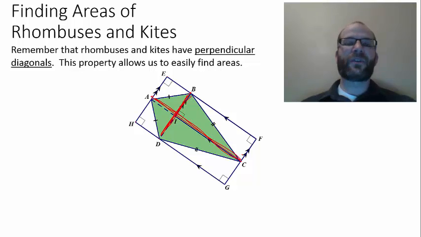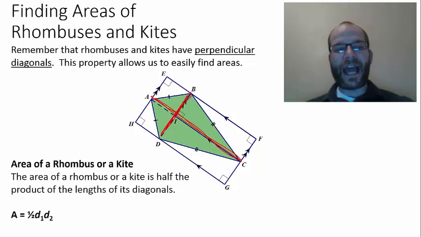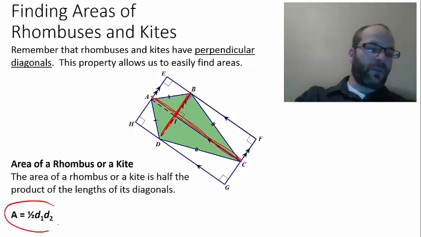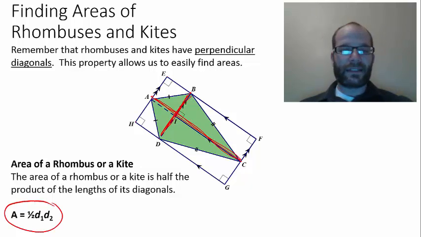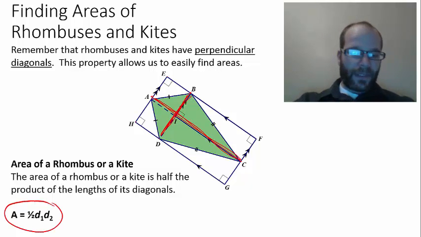And that leads us to the formula for the area of a rhombus and kite. The area of a rhombus or a kite is half the product of the lengths of its diagonals. Here in symbolic form, we have A equals 1/2 D1 D2. Let's look at a quick application of that and see if we can make sense out of it.